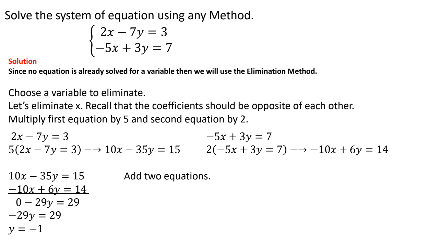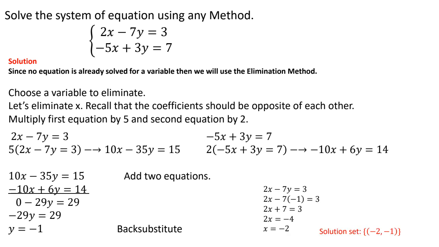So now that I have one of the variables, again, to get my other one, I'm just going to substitute it into any of the two equations. It doesn't matter which one. On this one, I'm going to choose that first one. That is the easiest one. So we have 2x minus 7 times the negative 1 is equal to 3. Negative 7 times the negative 1 is a positive 7.